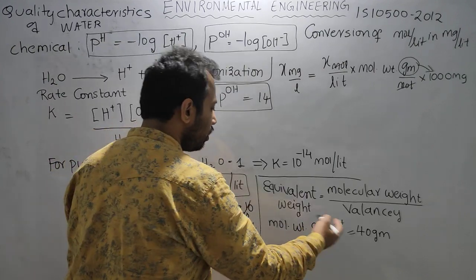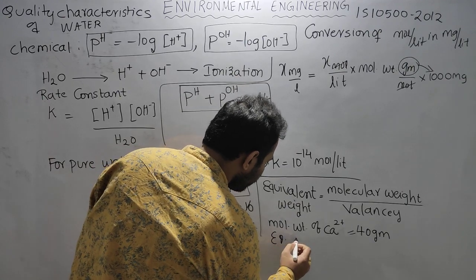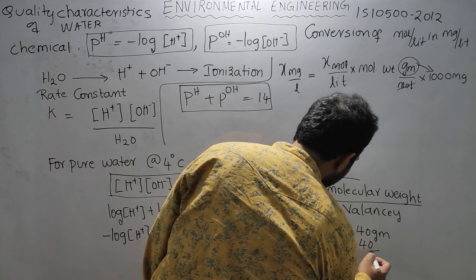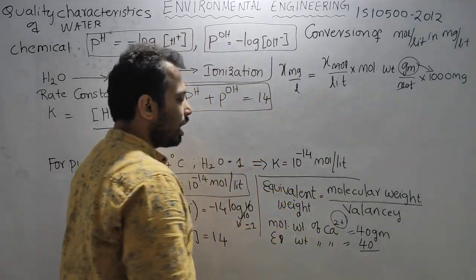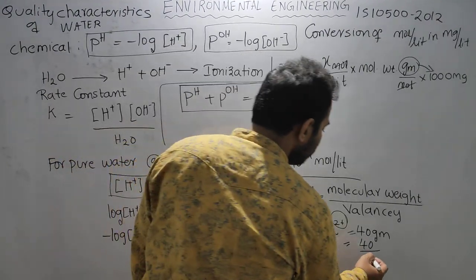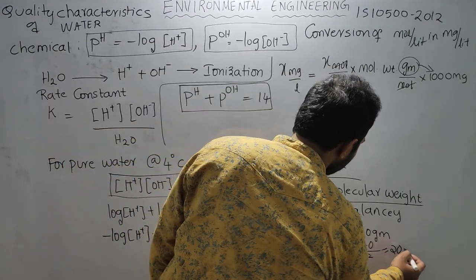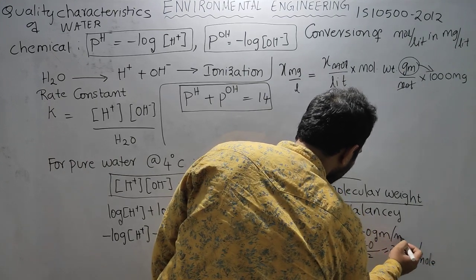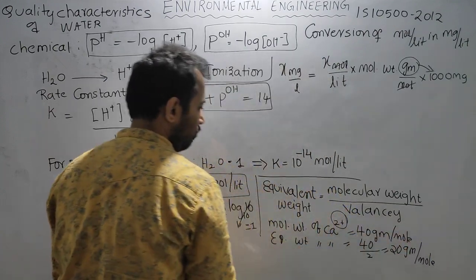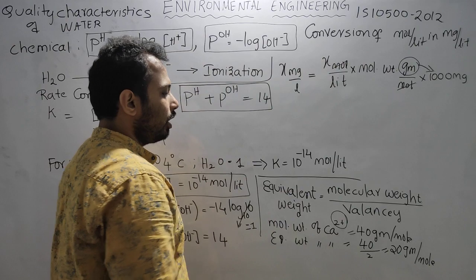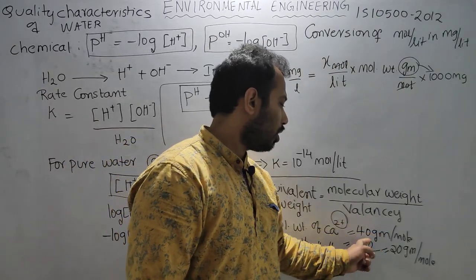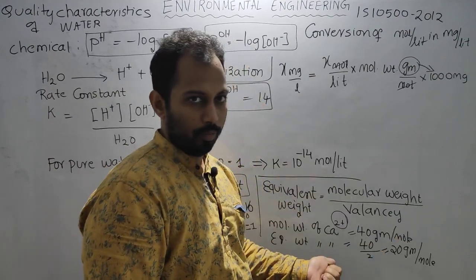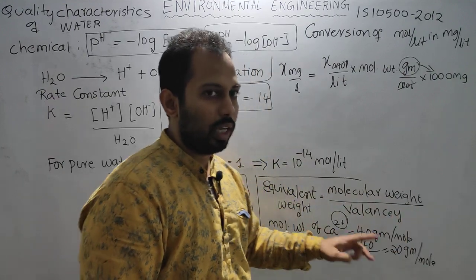Now here this is molecular weight. Equivalent weight means, the equivalent weight of Ca2+ is the molecular weight divided by valency. The charge is nothing but valency. So 40 divided by 2 is 20, so 20 gram per mole. Here 40 gram per mole is the molecular weight, the weight of 1 mole. Equivalent weight means how much is the weight per equivalent, so 20 gram per mole is the equivalent weight.